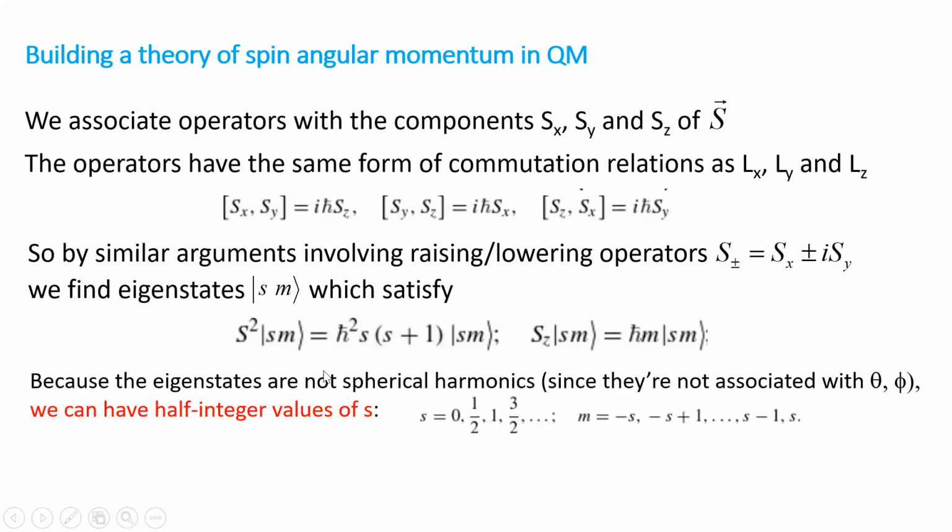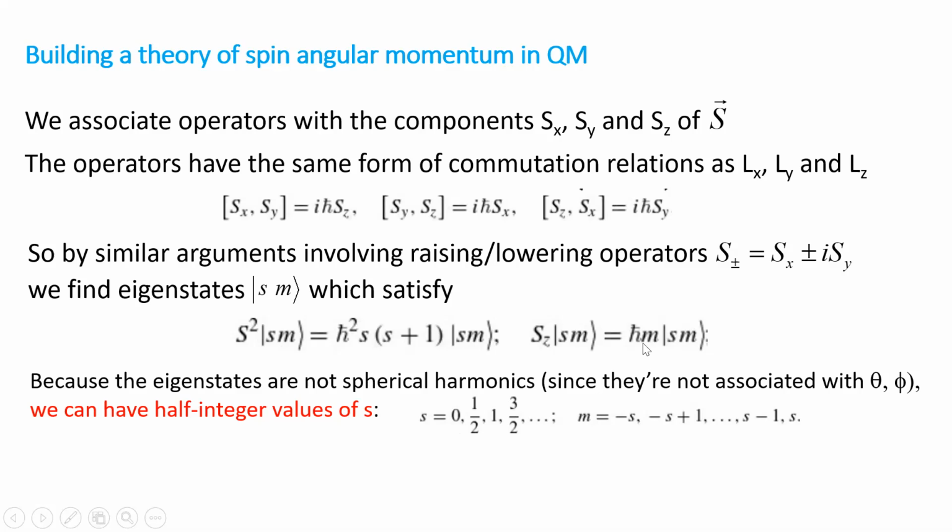Okay, but because these simultaneous eigenstates are not spherical harmonics, remember, they're not associated with theta and phi because the intrinsic spin is not built up of smaller amounts of orbital angular momenta. It's its own intrinsic thing. In that case, we can have half integer values of this quantity S, which are consistent mathematically with the analysis. So whereas L can be 0, 1, 2, 3, S can be 0, 1 half, 1, 3 halves, 2, 5 halves, etc.